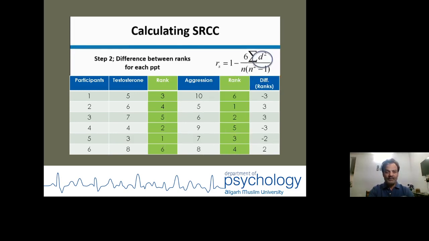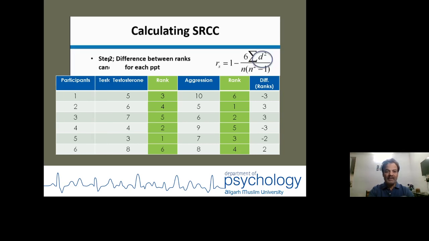Now step 2, calculate the difference between ranks for each point of two variables. The last column shows the ranks. At this point of time, do not try to remove the minus sign. If you sum these differences, it will be 0. It is the statistical property: sum of deviation from mean is 0.